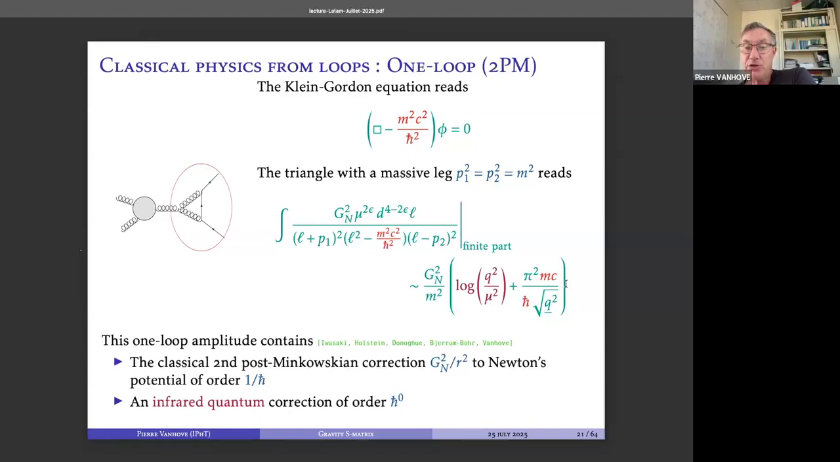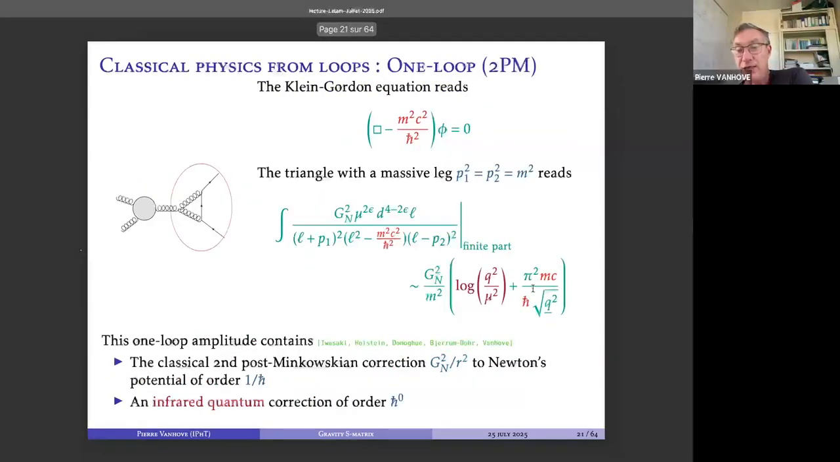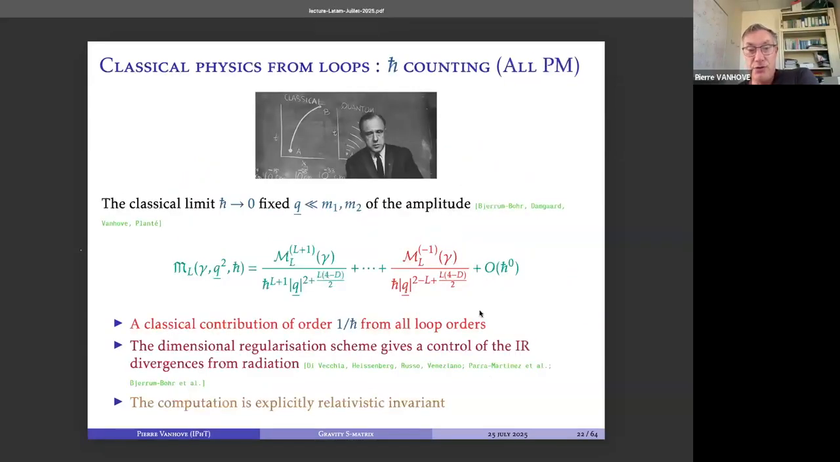The interpretation of that, if you then Fourier transform this in 3 dimensions, the same way, you find that this term is 1 over r square, so this is 1 over r square times g Newton square. That means it corresponds to the next order correction to Newton's potential. So this is precisely what you want. And this term is something that you don't want in classical theory because it has to do with quantum physics. So the statement to all orders is the following.